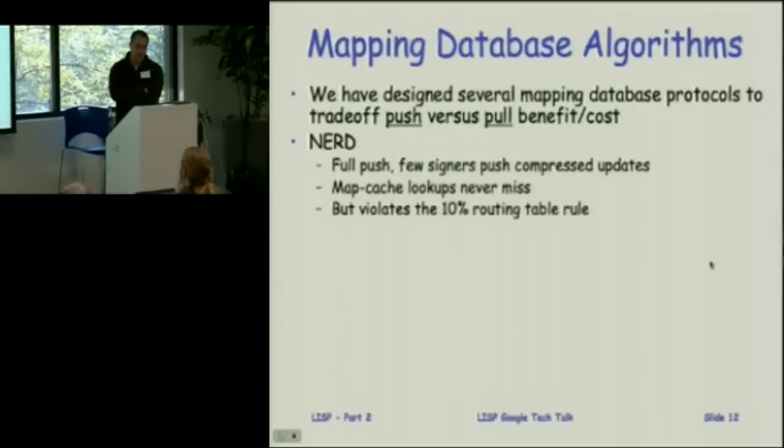But that kind of violates the 10% routing table rule. That routing table rule is from Geoff Huston's data saying that a typical router today has 350,000 routes in a core routing table. But when you look at a 24-day packet trace of it, it only touches 10% of those destinations. So only 35,000 routes are being used out of 350,000. Is that a good use of memory? You might want to question that.